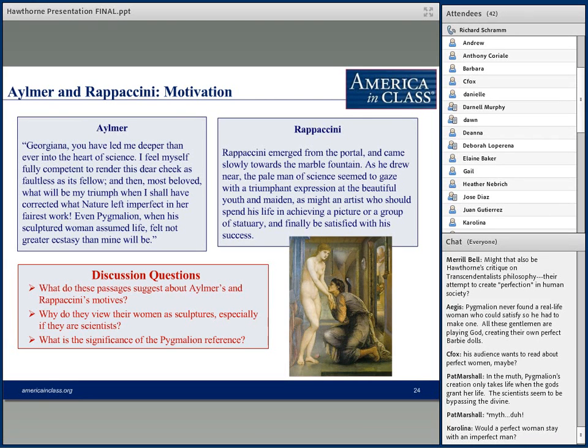And we have a question. Would a perfect woman stay with an imperfect man? That sounds like a country and western song, but I mean.